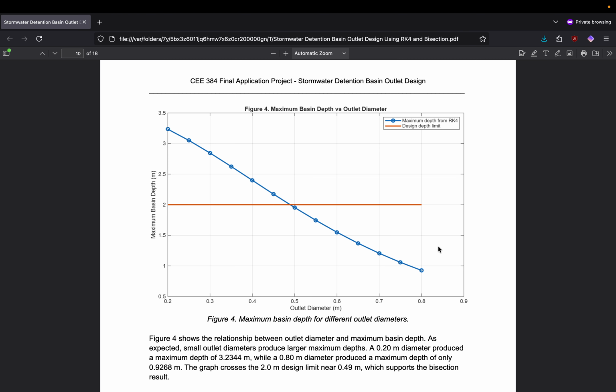The bisection method found a final outlet diameter of 0.489 meters, or about 49 centimeters. With this diameter, the maximum water depth was around 2 meters, just below the 2-meter design limit. The final depth error was only negative 0.00360 meters, so the design met the selected tolerance.